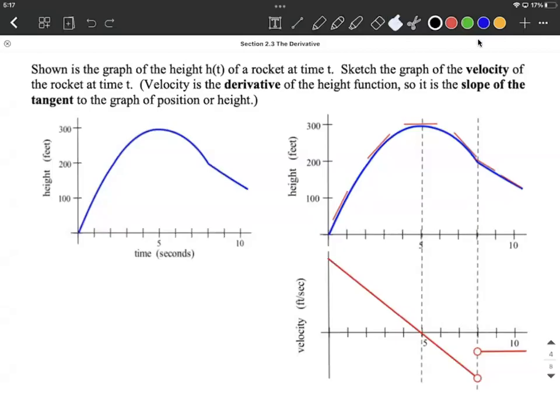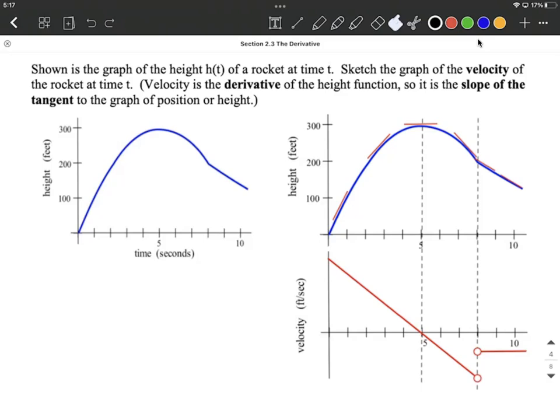Okay, we're given a graph that shows the height of a rocket at time t. Our goal is to sketch the graph of the velocity of this rocket at time t. And it's important to know that the velocity is the derivative of the height function, so the slope of these tangent lines along the way.